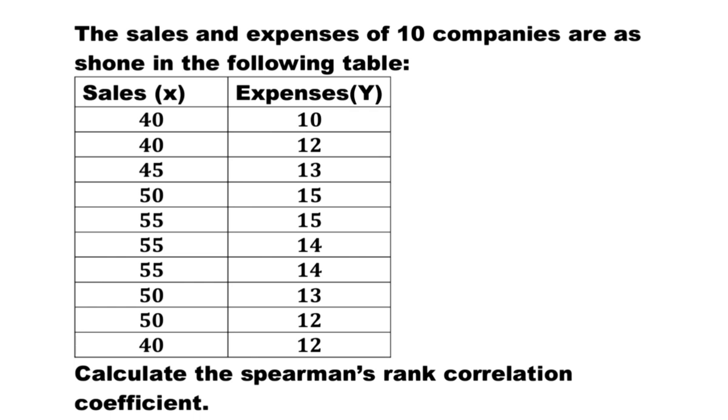I have a question under correlation and regression analysis. The question says the sales and expenses of 10 companies are shown in the following table. So we have a table, but what we are to do is to calculate the Spearman's rank correlation coefficient. Now I'm going to teach you how to actually find the coefficient. So let's start.